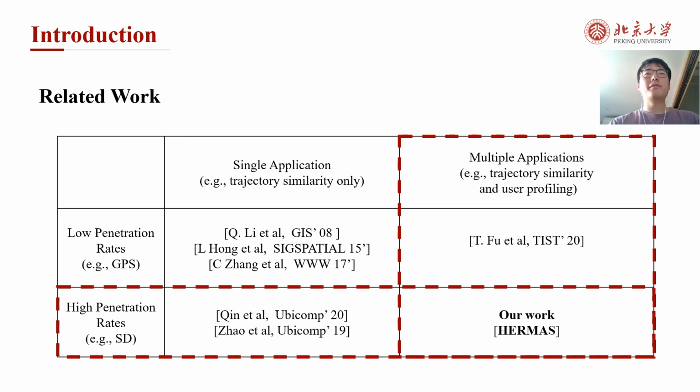A lot of work has been done based on different models. We use two criteria to divide them into two categories. Based on the penetration rates, we divided them into low penetration rates and high penetration rates. And based on the number of applications, we divided them into single application and multiple applications. However, these works have the common weakness that they only focus either on low penetration rates or a single application, limiting the spatio-temporal coverage, which could be addressed by our work.